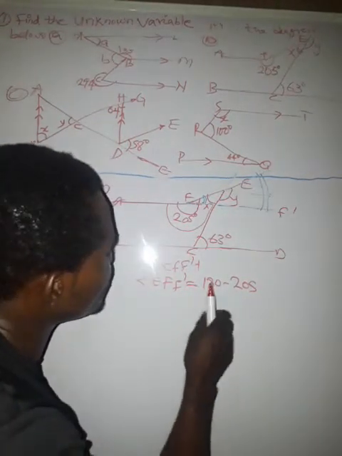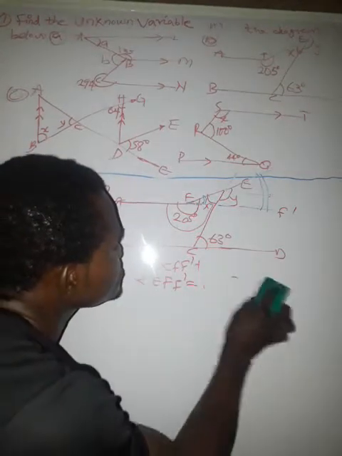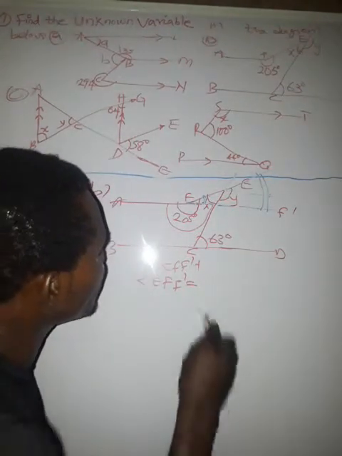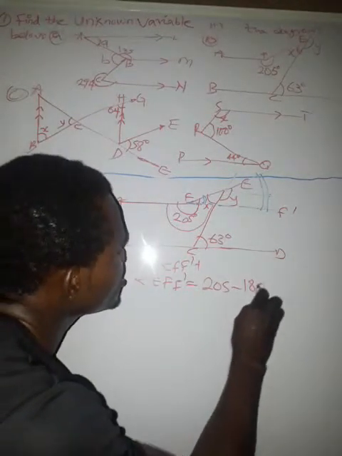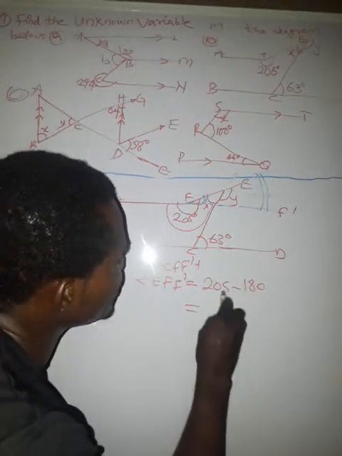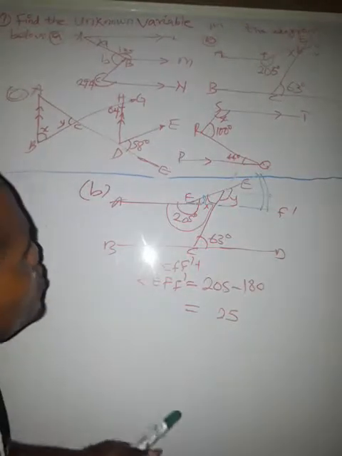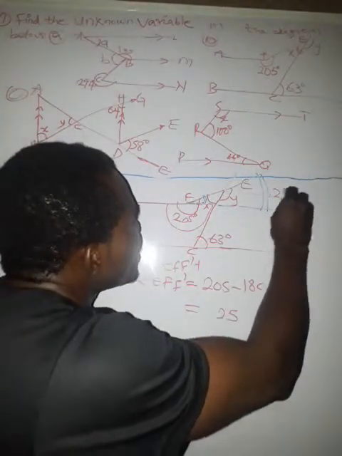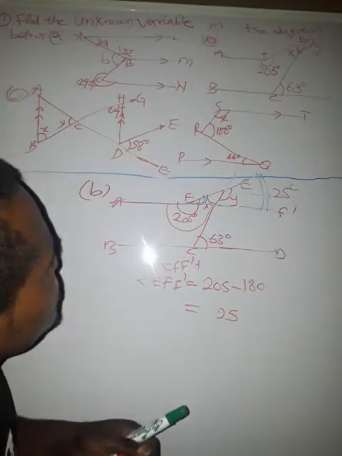So let's subtract 180 from 205. 205 minus 180. So that will give me 25. So this place is 25 degrees. So let's see if we can make use of 25.